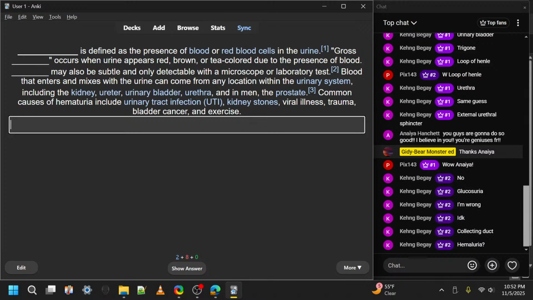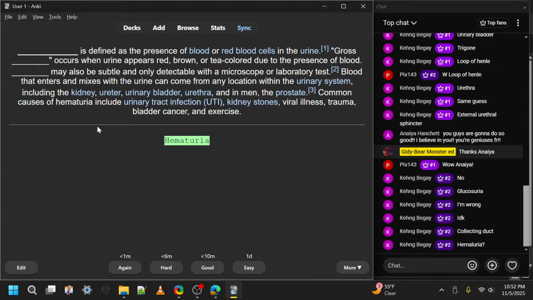What? Alright. Hematuria. No, wait. Oh, shoot. I already messed up. Hematuria. Ooh, you were so close, Kang. Hematuria. Just gotta change the L to a T.